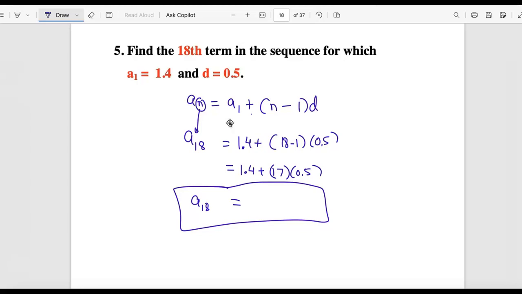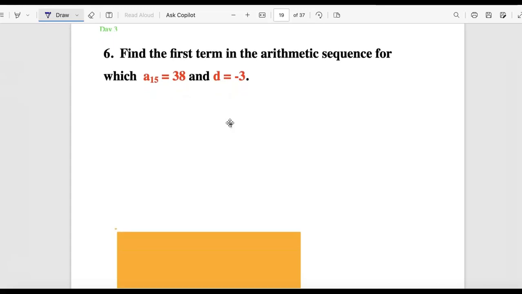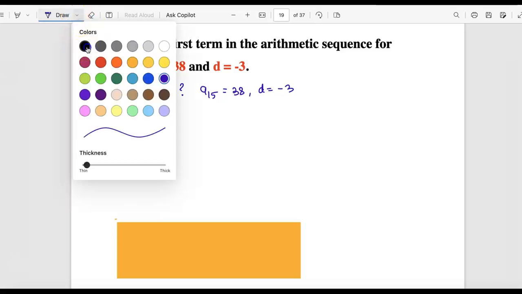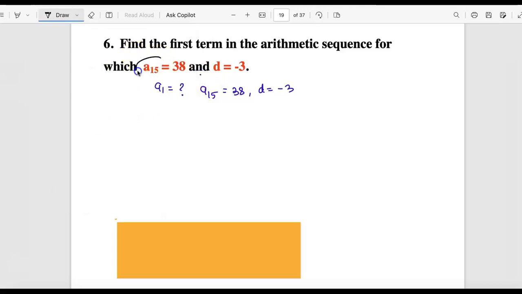So let's go to a different type of problem. Let's go to some tricky problems using the same concept. Now the next question says find the first term. The question is asking us to find a sub 1, which we don't know, in the arithmetic sequence, and we have been given a sub 15 is equal to 38, and the common difference is negative 3. So in order to find a sub 1, you only look at the part where it says a sub 15. This means in this question we have been given the 15th term.